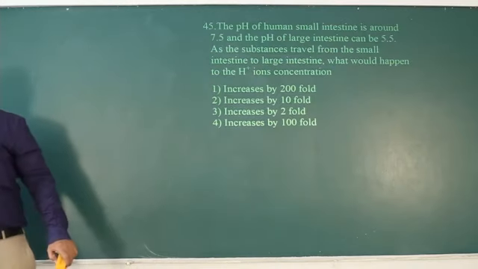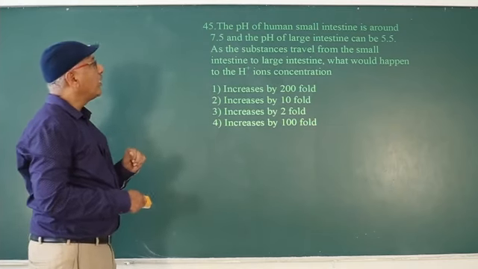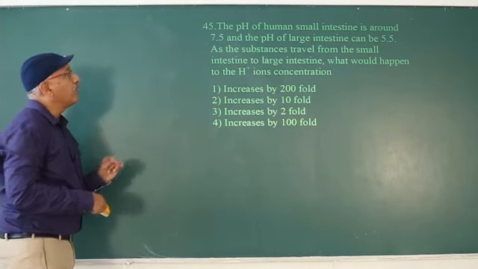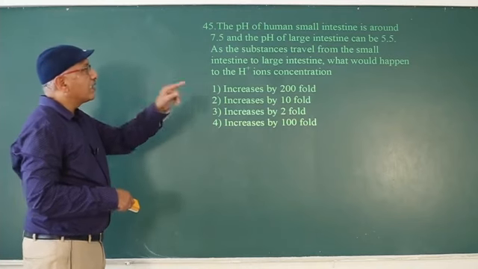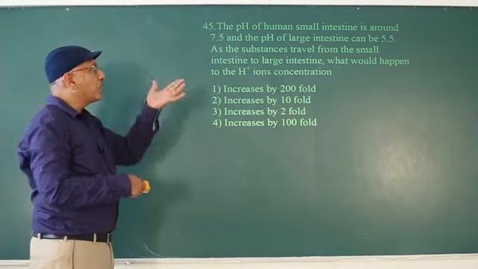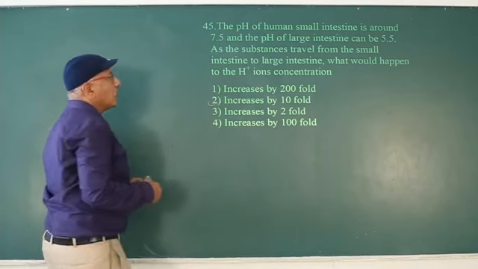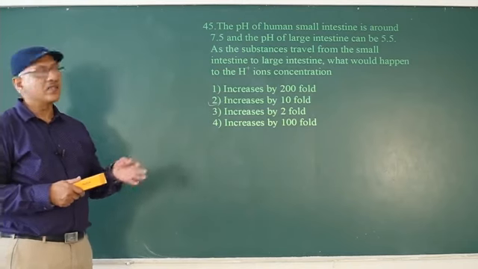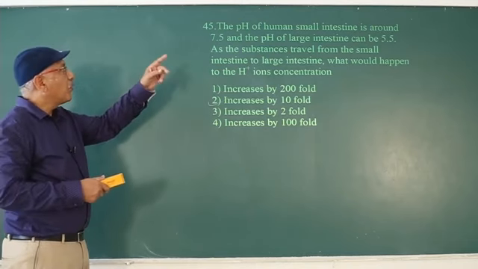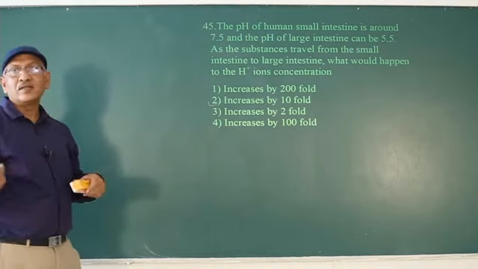Next question: the pH of the human small intestine is around 7.5 and the pH of the large intestine can be 5.5. When pH decreases, hydrogen ion concentration increases. That is, hydrogen ion concentration increases 100 times. That's why 7.5 pH becomes 5.5. Answer is the second.